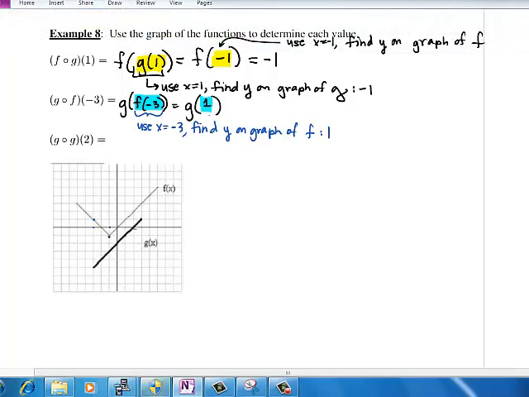Now take 1 as my input and find the y value on the graph of f, or sorry, on the graph of g, and we just did that. And that is negative 1 also.